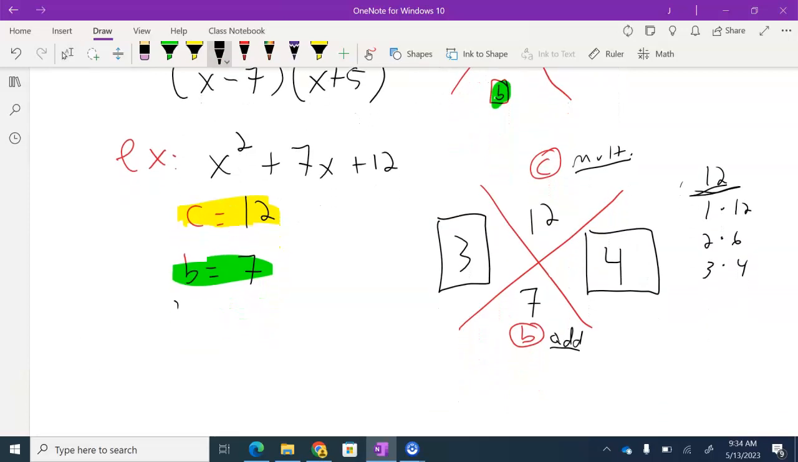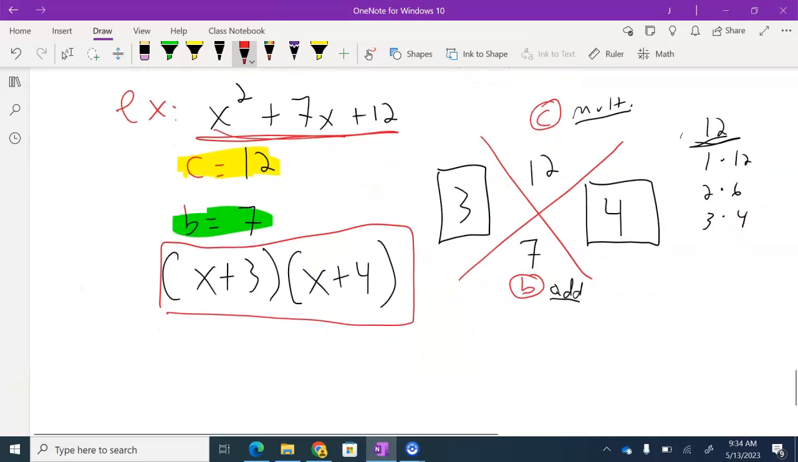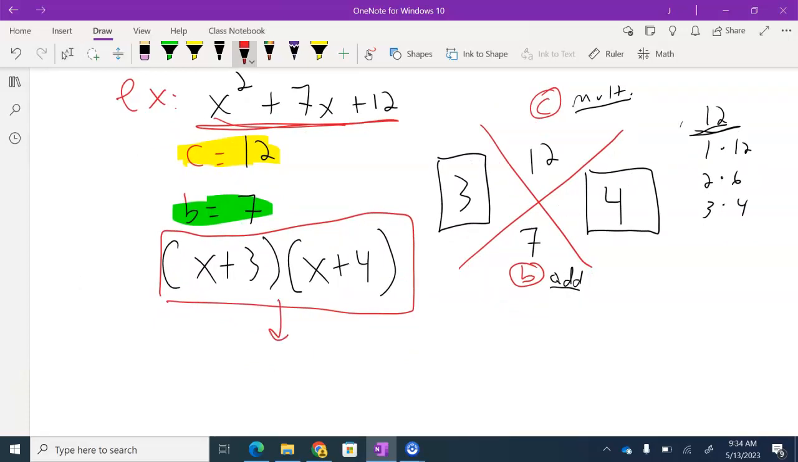So then what you do is you write the 2 parentheses like we've done before. x plus 3, x plus 4. And so these are your factors of the original problem. What I mean by factors is, again, you're taking a test here pretty soon on multiplying polynomials. If you set up an area model with these, you're going to end up getting the original answer. So that's what that is.